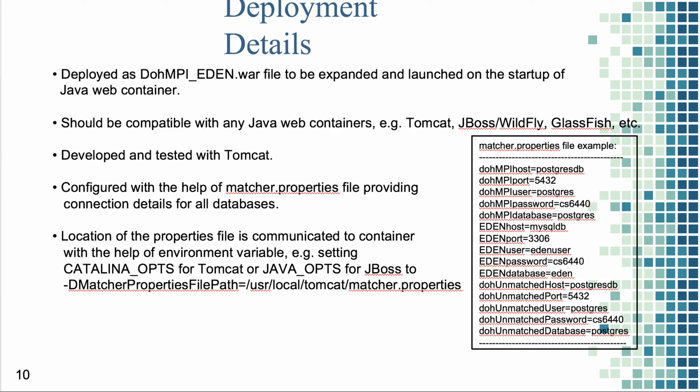Configuration is accomplished through the use of properties files, which would communicate to our application the details of connections to the three databases involved in the web service operation. This file can be placed by the administrator in any place accessible by the running container, and the specific location of the file can be specified using the environment variable.